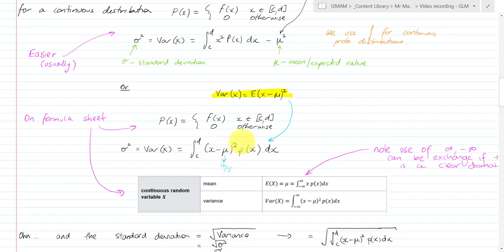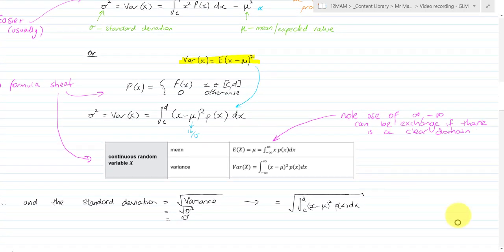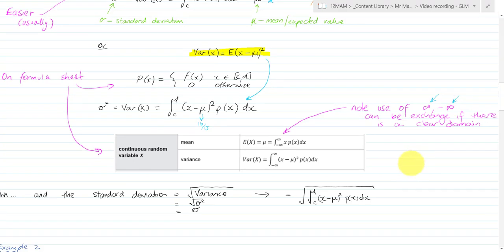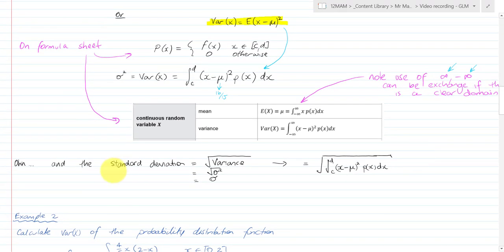It's just x minus that and then squared. It just becomes a little bit more complex a function to integrate, we end up with that 16 over 15. Sometimes we end up with an even more complex number in there. So I think this one up here is a bit easier if you can deal with that. But this is what you're given in your formula sheet. And of course the infinity and negative infinity can be exchanged for a clear domain C to D, if there is one. But in this case we've got infinity and negative infinity. And of course the standard deviation, if you ask for it, is the square root of variance. And that's sigma. Variance is sigma squared. And so we just take the square root of the variance formula.